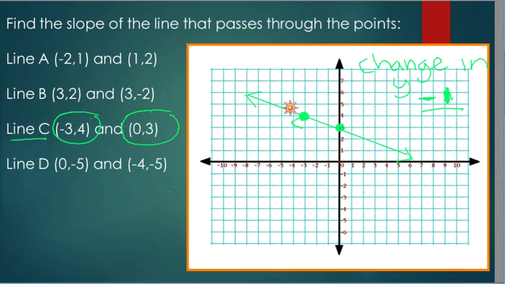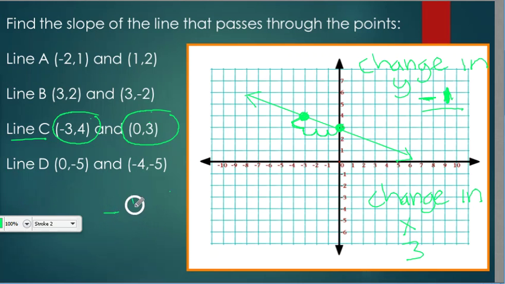So from here to here, our change in x would be to the right 3. So if we move down 1 to the right, 1, 2, 3, that lands us on another point on the line. And since we move to the right, that would be positive 3. So our change in y is negative 1. Our change in x is positive 3. So the slope of this line is negative 1/3.